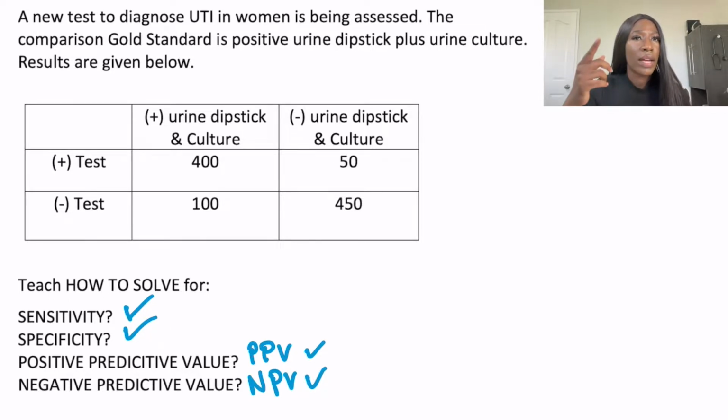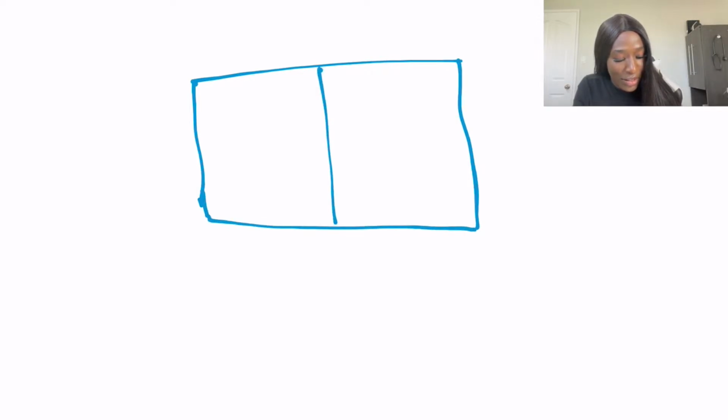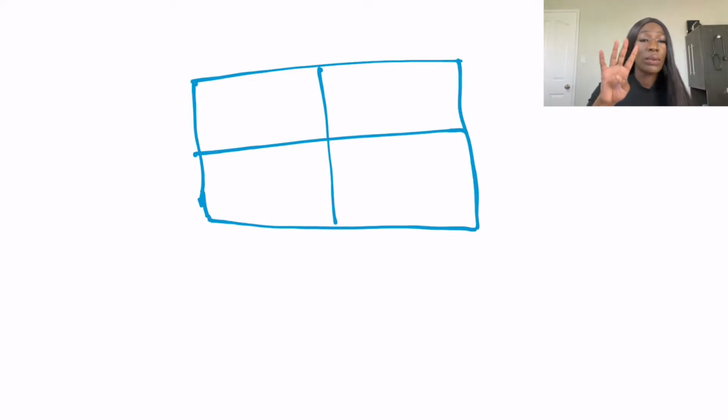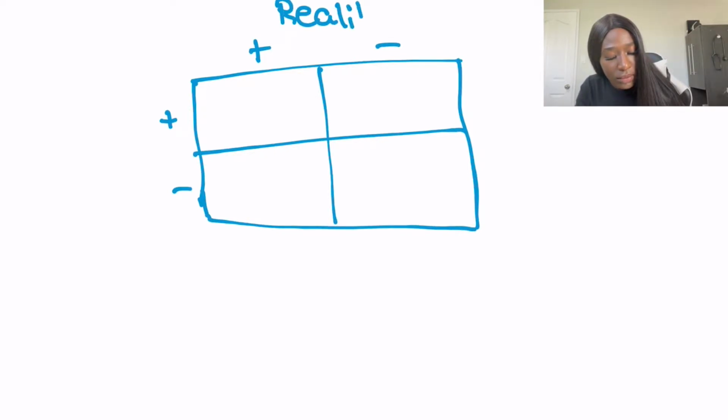Pull out your pens, your pencils, paper, everything, because I need you to follow along so you can know this and be an expert. The first thing I want you to do is draw a rectangle. Everyone knows what a rectangle is? Of course, you guys are geniuses. Then we'll divide it into 4 equal sections with a cross in the middle. Next, put positive, negative, positive, negative. On top we put reality, and on the side we put test.